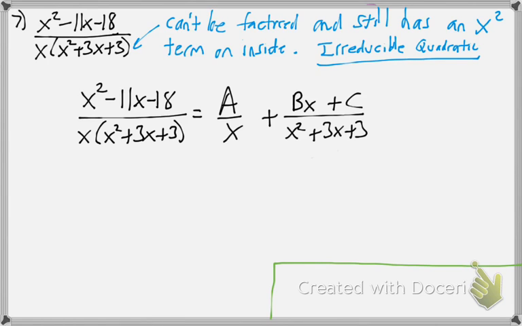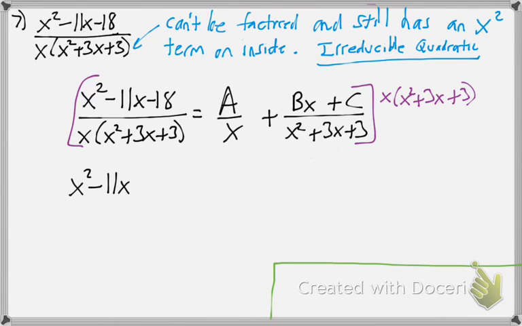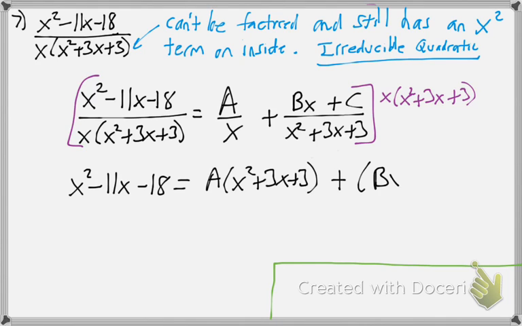So then the rest of it is pretty much the same. I want to multiply both sides of the equation by x times x squared plus 3x plus 3. So that's going to leave me with x squared minus 11x minus 18 is equal to A times x squared plus 3x plus 3, plus Bx plus C, I'm going to put that in parentheses, times x.